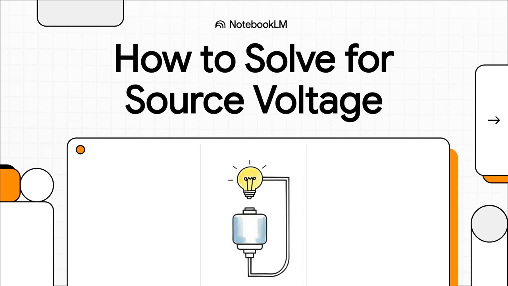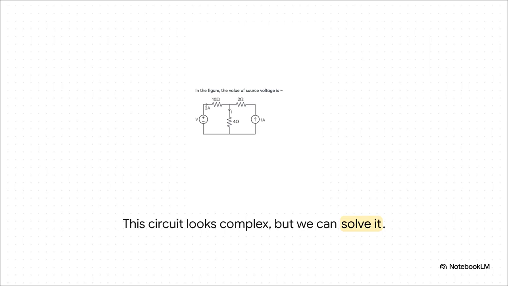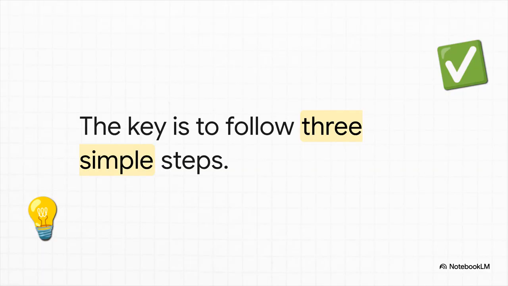All right, let's solve for the source voltage in this circuit. We're going to do it step by step. The goal here is pretty simple: find the value of that unknown voltage source, V. And we're going to crack it using just 3 fundamental laws. Let's start with step 1.